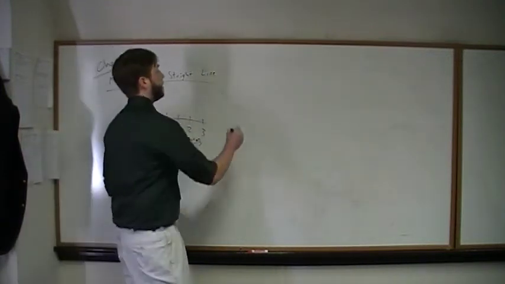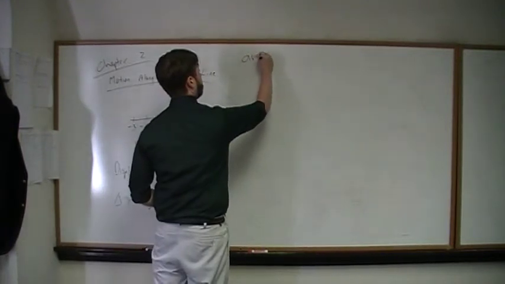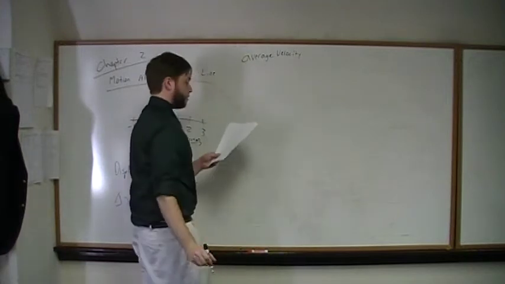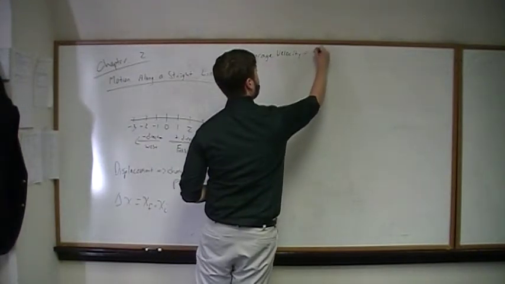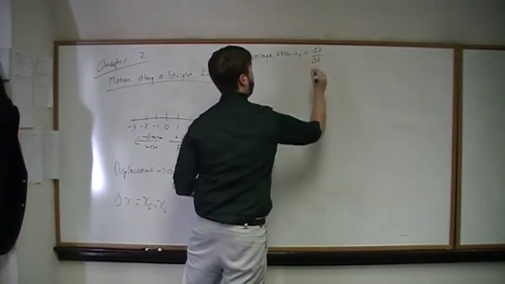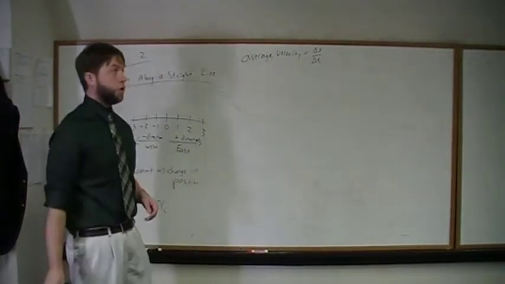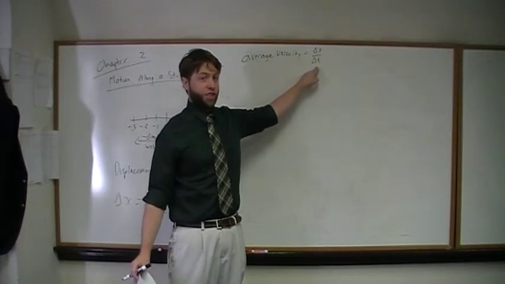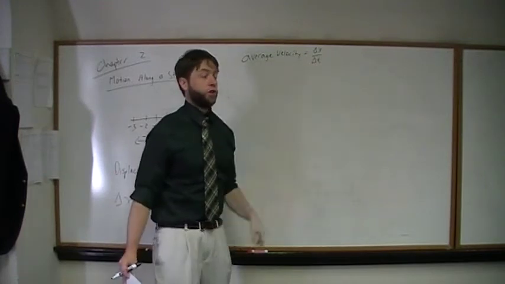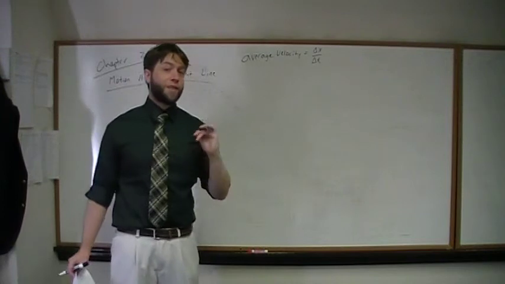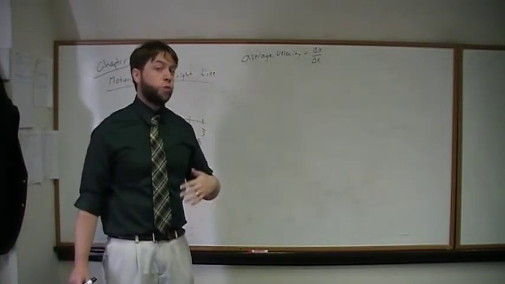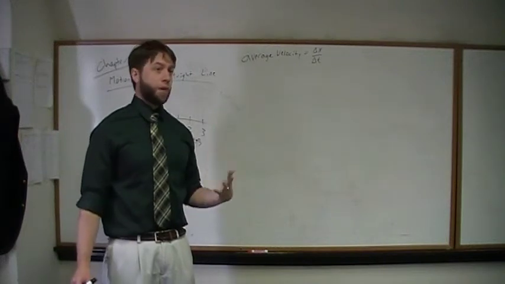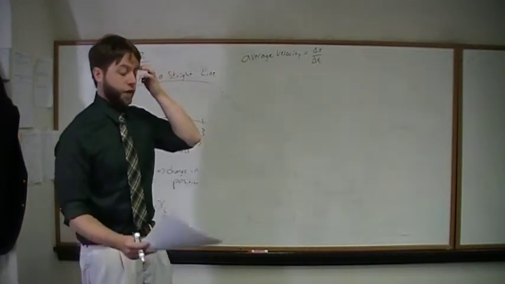Okay, now the idea of the average velocity. Average velocity is equal to our change in position over some time interval. So the average velocity is the change in position over the change in time, or the time interval in question. This is not to be confused with instantaneous velocity, which is what we talked about on the calculus chapter a couple weeks ago. So keep that in mind. We will go into instantaneous velocity.